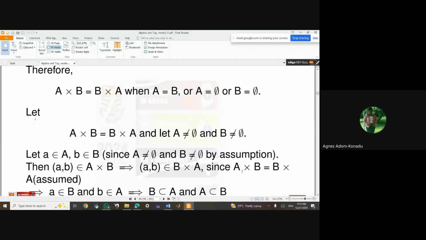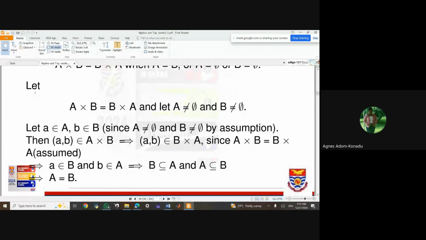Like this, since A cross B is equal to this by assumption. If it's like that, so if A comma B is in A cross B, then it means that my small a is in big A and my small b is in big B. When I come here, I have A comma B in B cross A. This part also means that my small a is in B and my small b is in A.